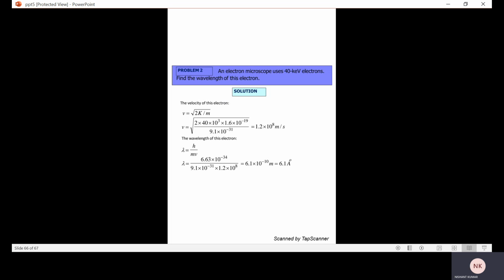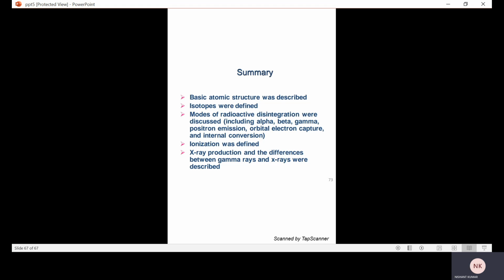The wavelength of the electron, lambda, is equal to h upon mv. So on putting in the values, lambda comes to 6.1 times 10 to the power minus 10 meter, or 6.1 angstrom. So this is all about nuclear physics.